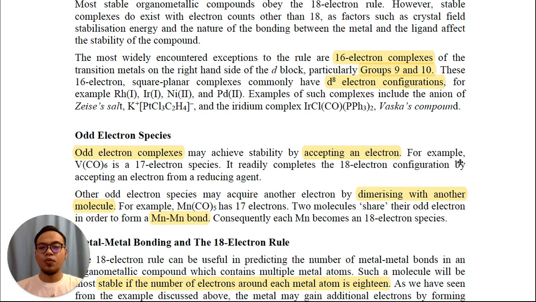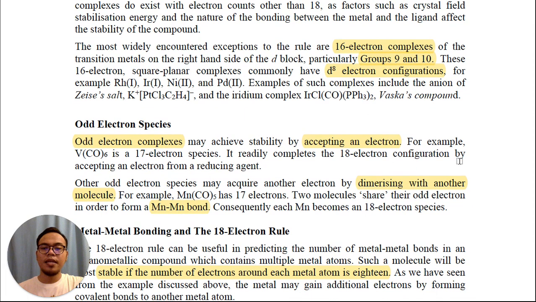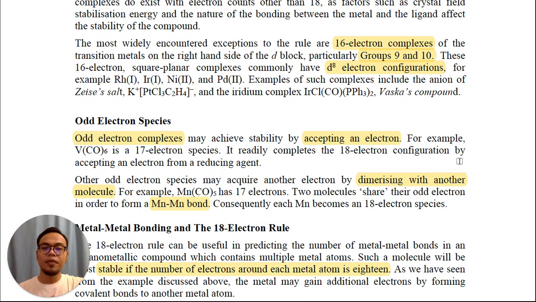The second thing that we want to look at is the odd electron species. So odd electron species meaning they have odd number of electrons. So instead of 18 or 16, they're going to have 17, for example. So in this case, we have V(CO)6. We have done this in the previous practice exercises. So in order to make it 18, you can accept an electron from a reducing agent. That's number one. Or in order to be 18 electrons, they have to form a dimer.